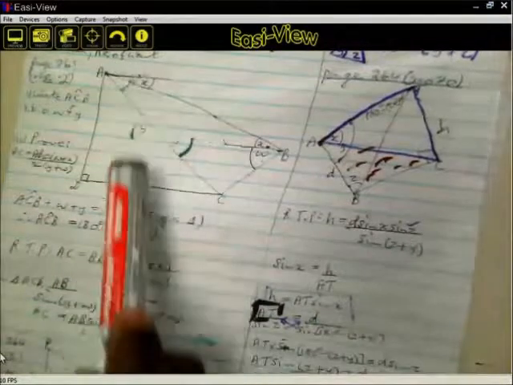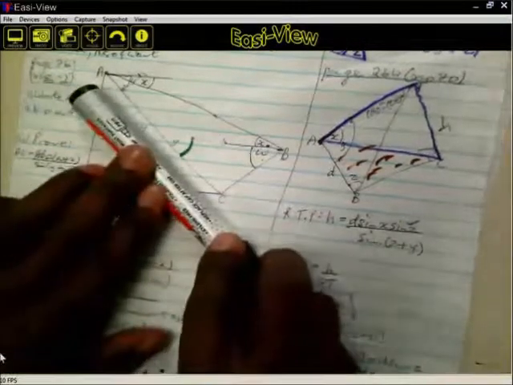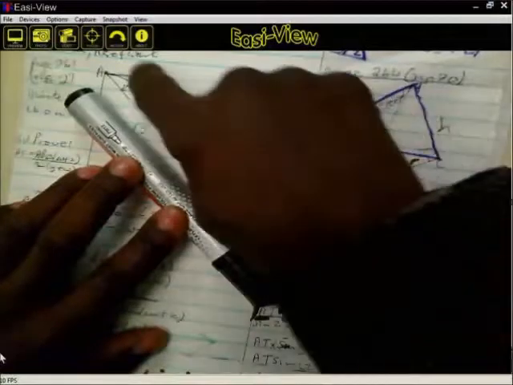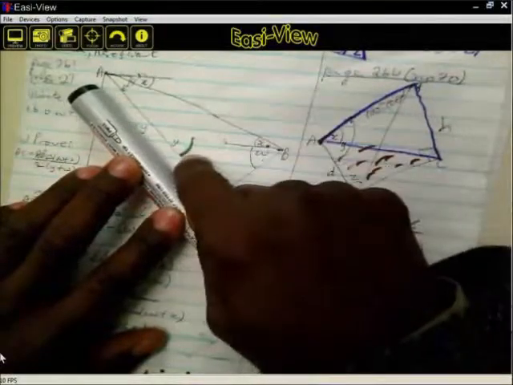Again, it was not even necessary for us to have used the alternate angle first. In other words, this angle is equal to that angle. We could have stopped here because there's your F. Okay? This angle corresponds with this one. So if this is Y, this must also be Y.